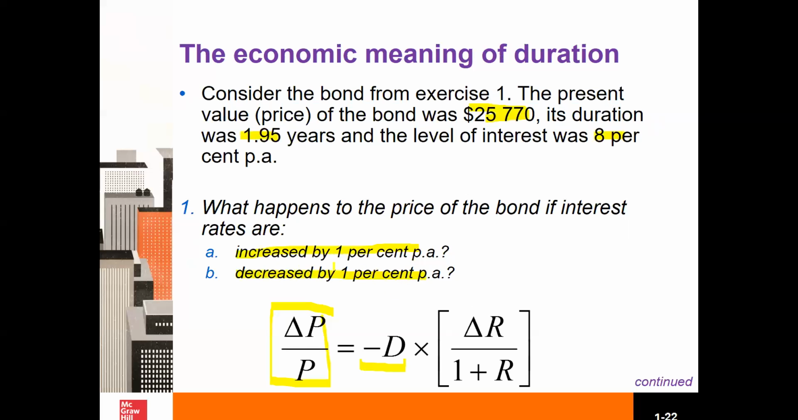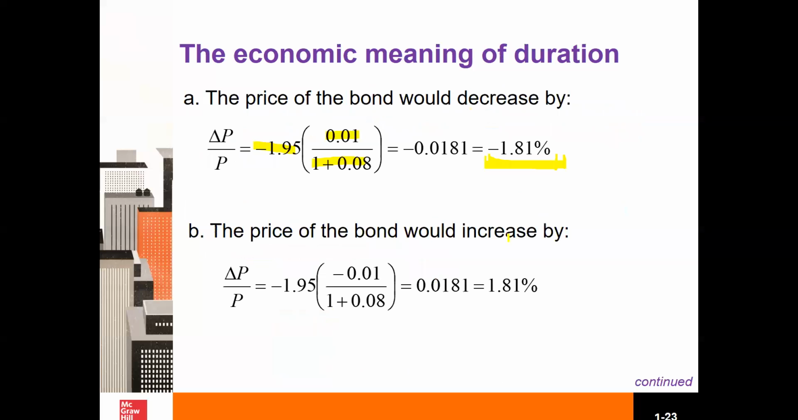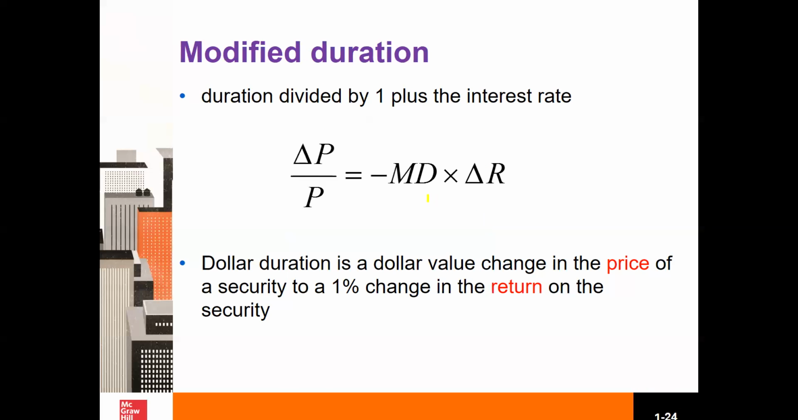Similarly, as interest decreases by 1%, price will rise by 1.81%. This is the point I was discussing a few moments back: for a given change in interest rate, the price change is symmetric. You can see that when interest rate increases by 1%, price decreases by 1.81%, and when interest rate decreases by 1%, the price increases by the same percentage. So that's the symmetric impact of interest rate change on the price change of the bond.